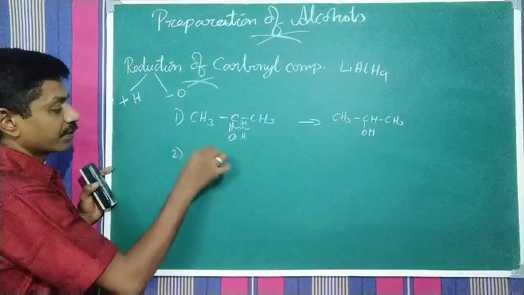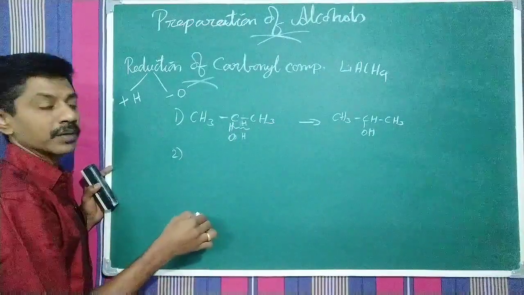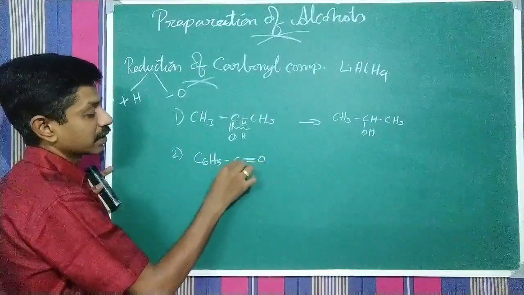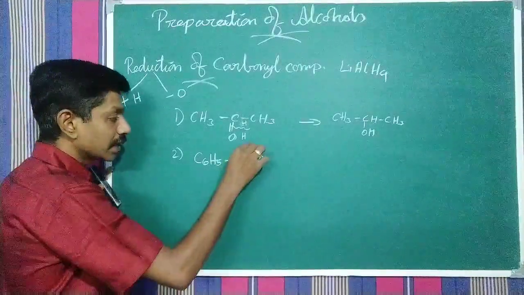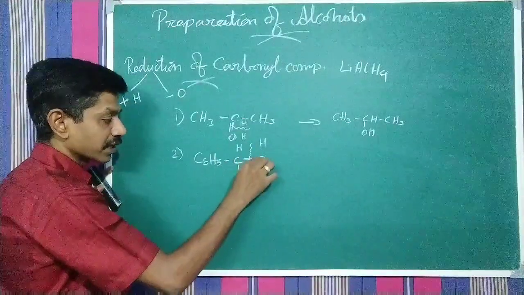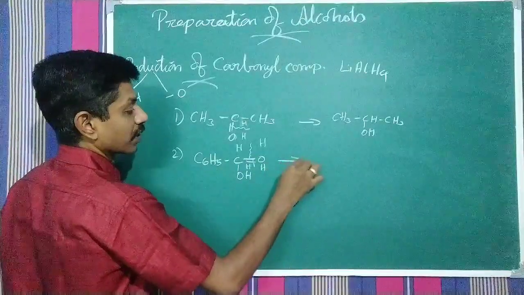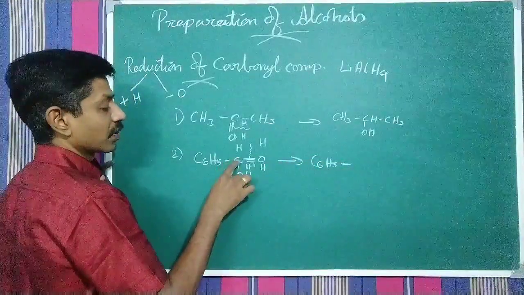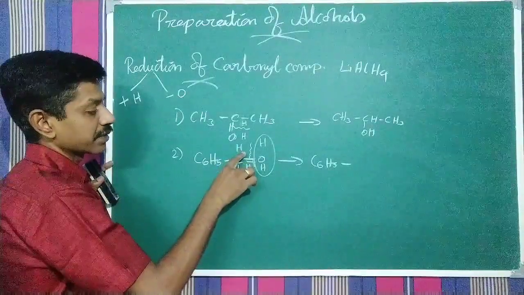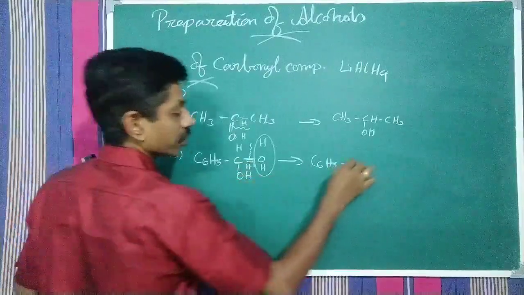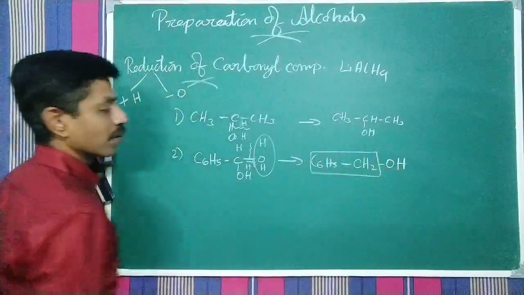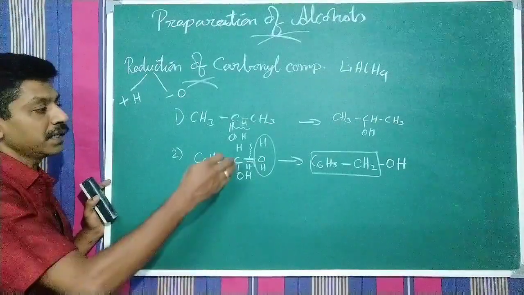The same thing can be taken for an acid, which on reduction will also give an alcohol. Example, I am going for benzoic acid, C6H5, C double bond O and OH. And here the bond you can break by adding 2 hydrogens. And again lithium aluminium hydride will give 2 more hydrogens. And if you closely see, the product formed is C6H5 single bond carbon, and this group has been removed as water. And what are the remaining groups? C, 2 H and 1 OH, so CH2OH. So this is a benzyl group and this is an alcohol. So the final product formed is benzyl alcohol.